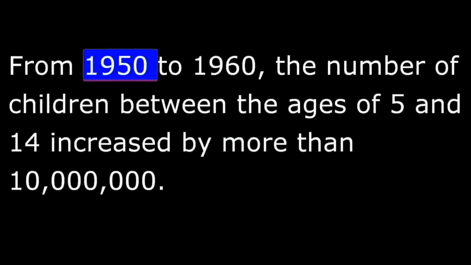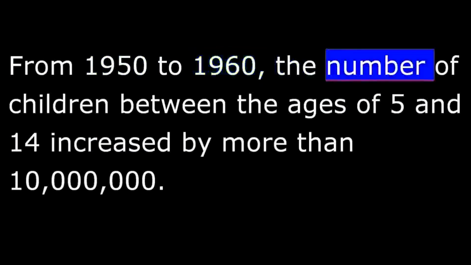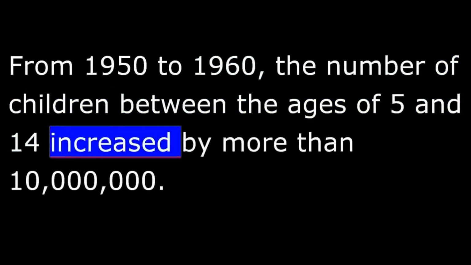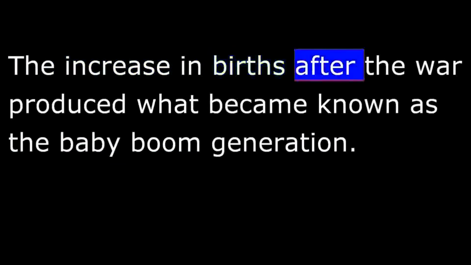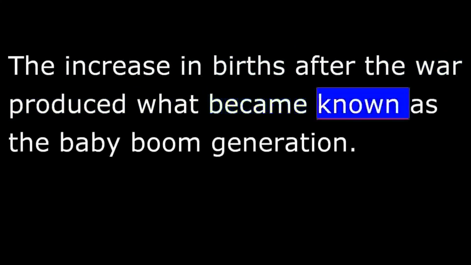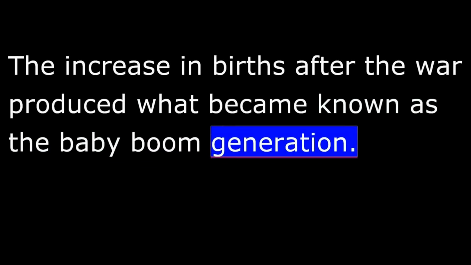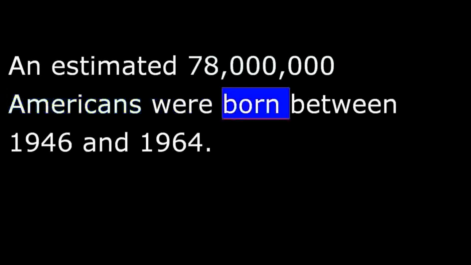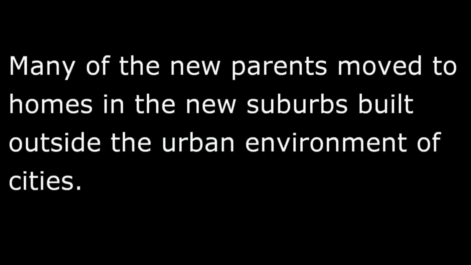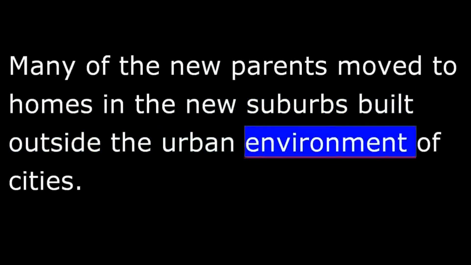From 1950 to 1960, the number of children between the ages of 5 and 14 increased by more than 10 million. The increase in births after the war produced what became known as the baby boom generation. An estimated 78 million Americans were born between 1946 and 1964. Many of the new parents moved to homes in the new suburbs built outside the urban environment of cities.